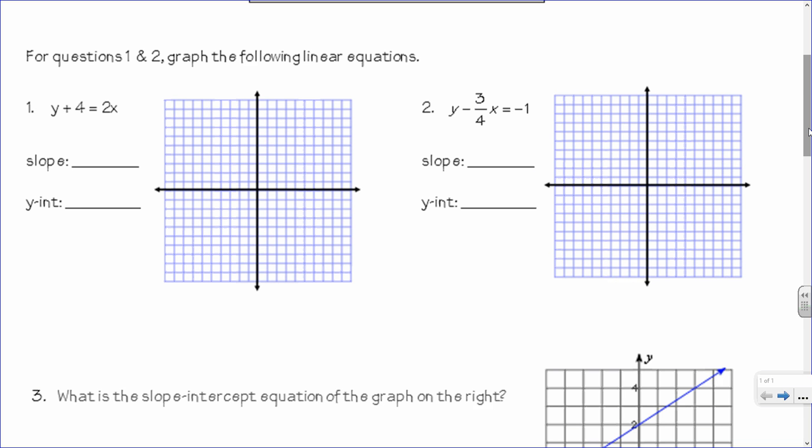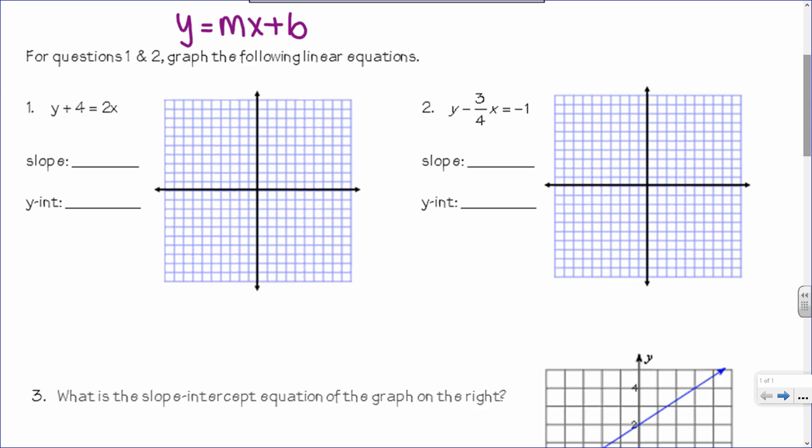So question 1, we are given an equation and we are asked to graph this linear equation. So the first thing that we want to do before we are able to identify the slope and the y-intercept of this equation is we need to get this equation in slope-intercept form. If you will remember, slope-intercept form is y equals mx plus b.